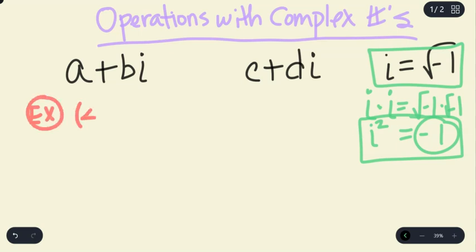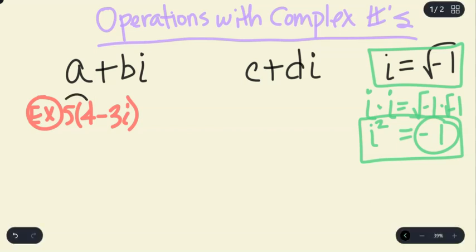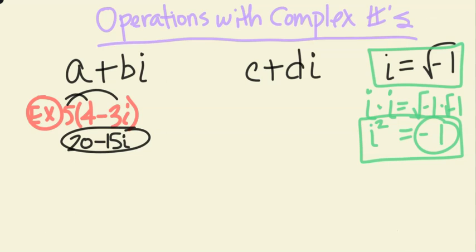Let's say I have 4 minus 3i, and we'll actually multiply that by 5. So you're going to follow the same properties you do algebraically when you're multiplying. You're just going to treat the i as a variable. So 5 times 4 is 20. We're going to distribute. 5 times -3i is -15i. And you're done. That's simple multiplication.